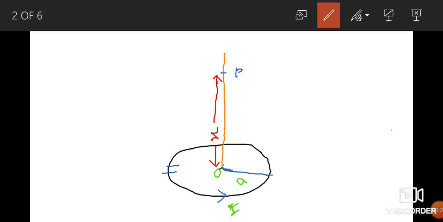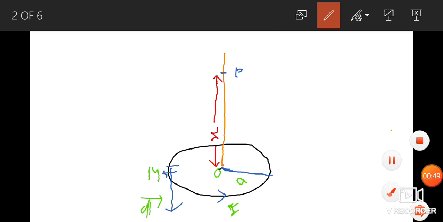Consider a small section dl there on the conductor at M, whose direction will be in this direction. We have to find the magnetic field due to this section at P. So we have to draw a line from point M to point P, and let's take the distance r.